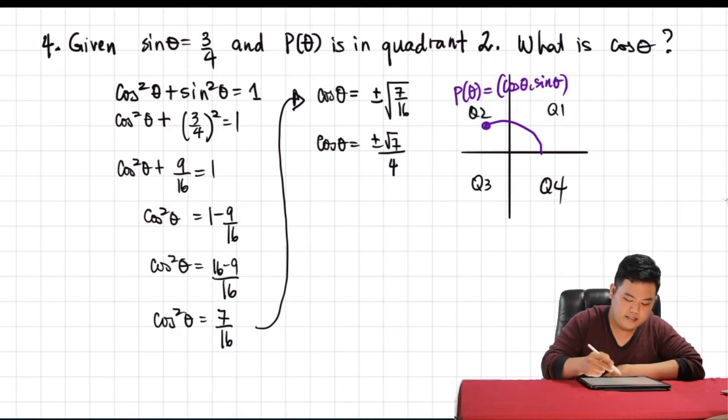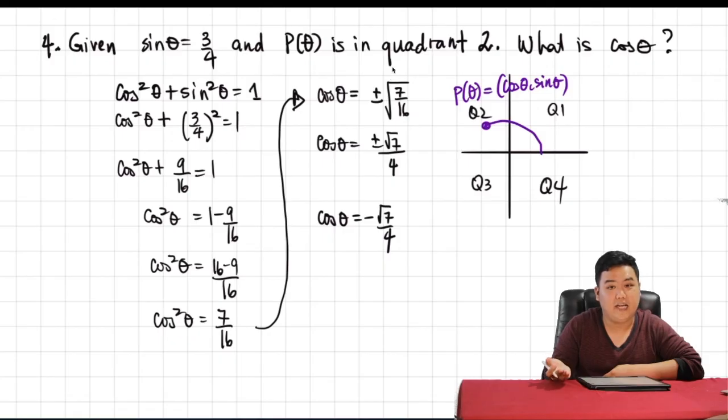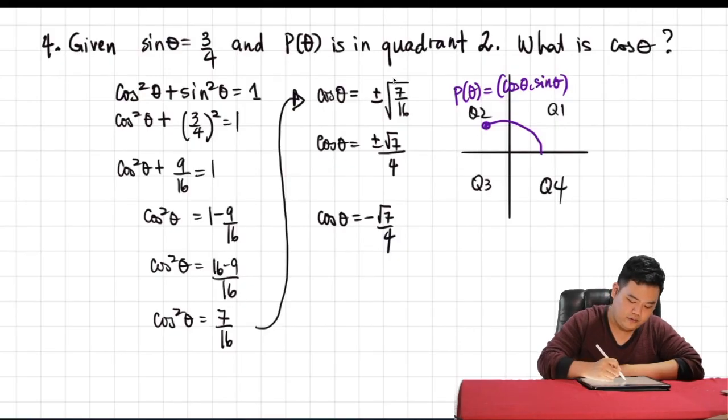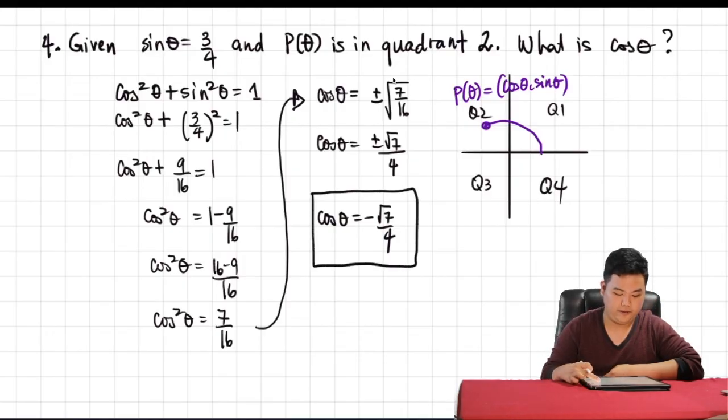So, in this case, cosine is negative square root of 7 over 4 kasi dalawa na lang naman yung candidates natin. So, yung isang positive, isang negative. But, yung restriction dun sa P of theta, binigay sa atin kung positive or negative si cosine. In this case, negative si cosine. That's why, pinili natin si negative square root of 7 over 4. So, cosine of theta is negative square root of 7 over 4.